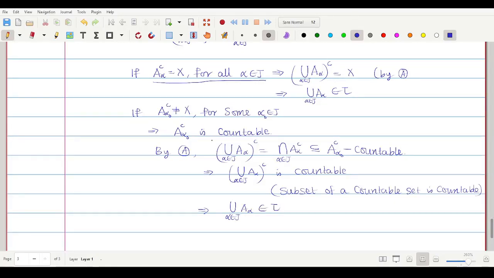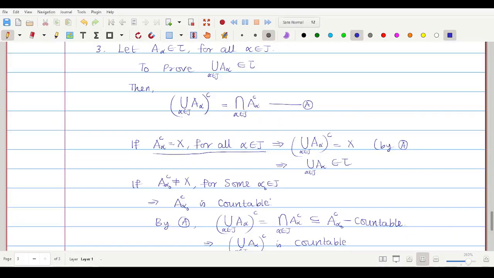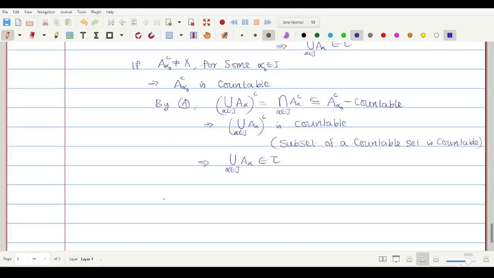So taking the A alphas as all elements in tau, we have proved that the union of A alpha, alpha belongs to J, that is, an arbitrary union of members of tau is in tau. That is proved.